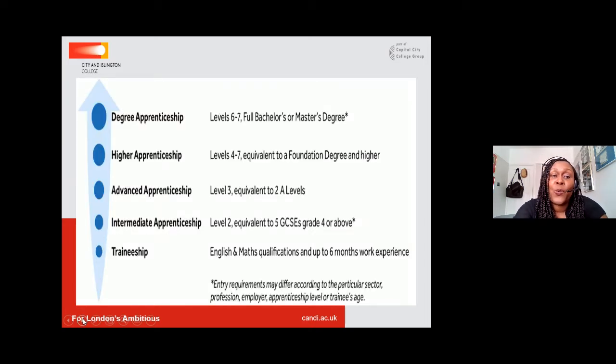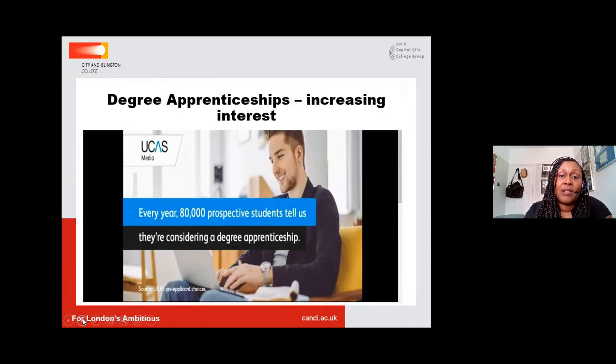Firstly, let's quickly recap on apprenticeships. There are a range of pathways depending on the learning level you're at, but for a lot of you, you're looking at degree apprenticeships, which are equivalent to a degree. This screenshot from UCAS says that year on year, over 80,000 students are telling them they're interested in degree apprenticeships. So interest in this area is literally on the increase.